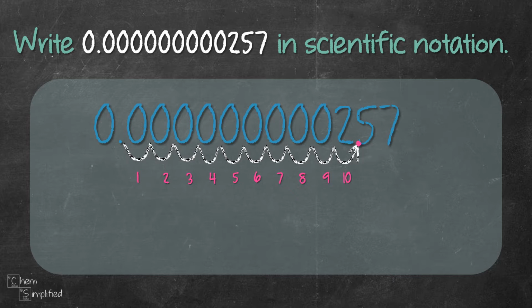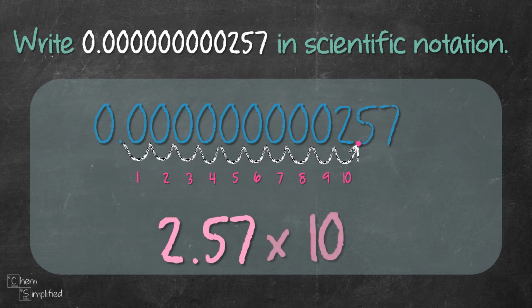The scientific notation of this number is 2.57 times 10 to the power of -10. Now it's negative exponent because it's a very small number that is less than 1.